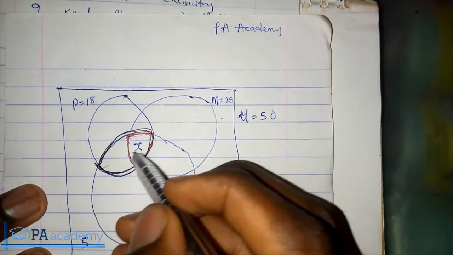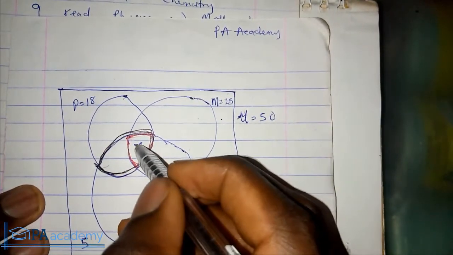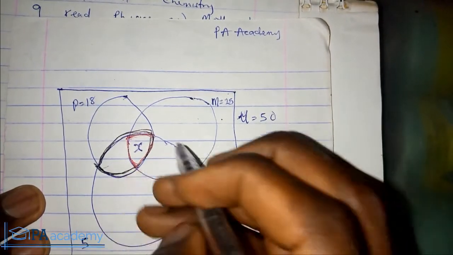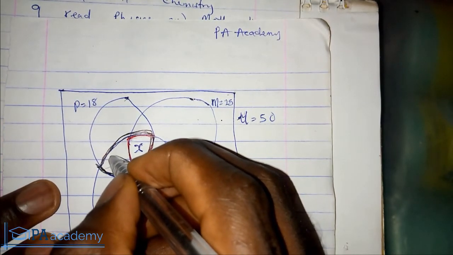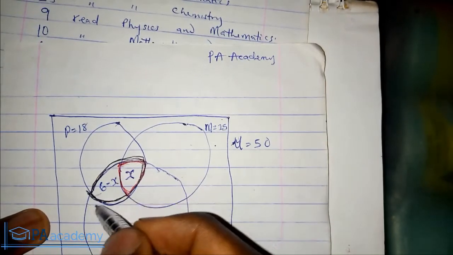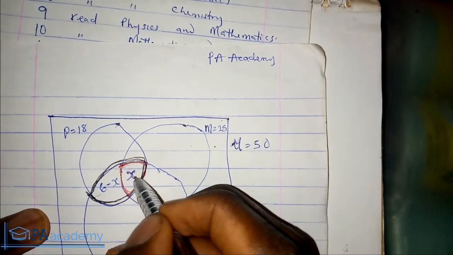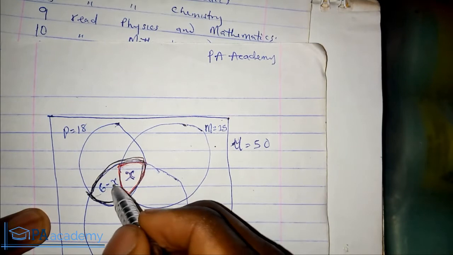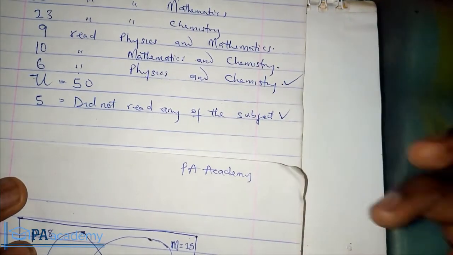Now, out of that 6 that read physics and chemistry, a particular number also read all the 3 subjects, which is X. So for us to get those that read only physics and chemistry, for this particular side, here will be 6 minus X, because everything that has to be here must be equal to 6. Since a particular section of them read all the 3 subjects, we just deduct it from 6. So here will be 6 minus X. So we've already sorted out this.